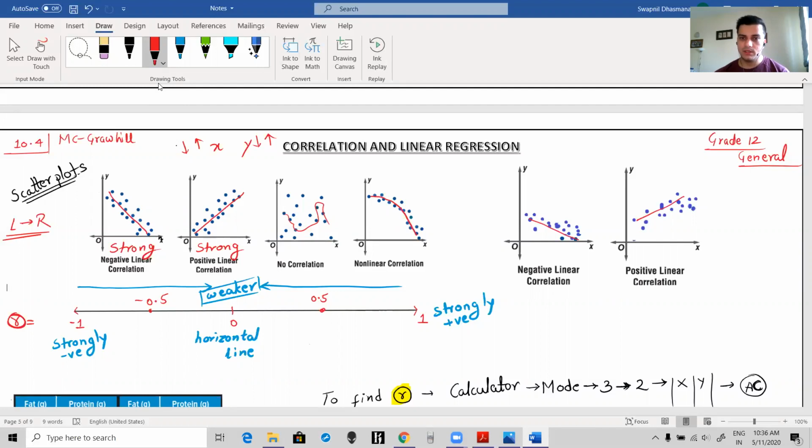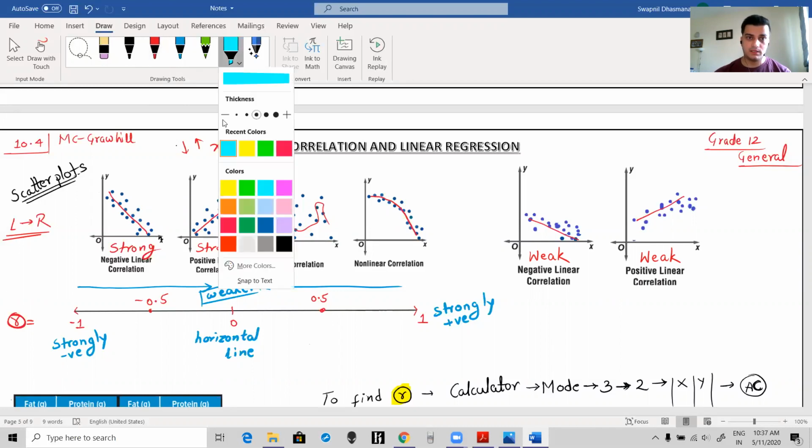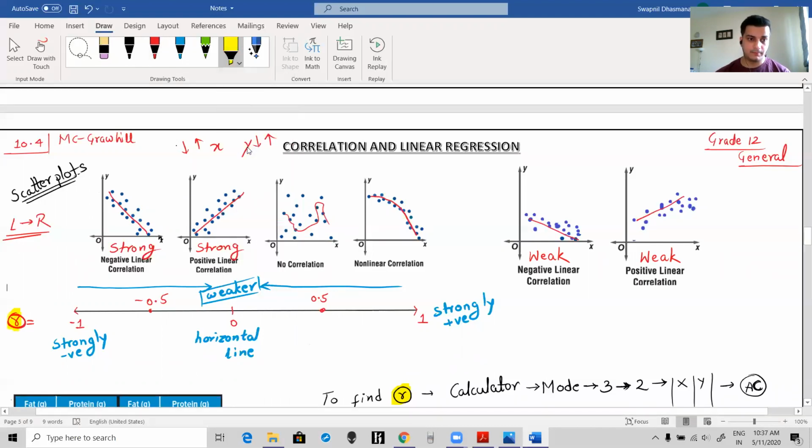These two are the special ones. The fifth one here is going down, so it will have a negative slope, but it will have a weak negative linear correlation. And same, this will have a weak positive linear correlation. Now, how do we know which one is weak, which one is strong? For that, you need to look at the value R. What is R? R is the coefficient of correlation.